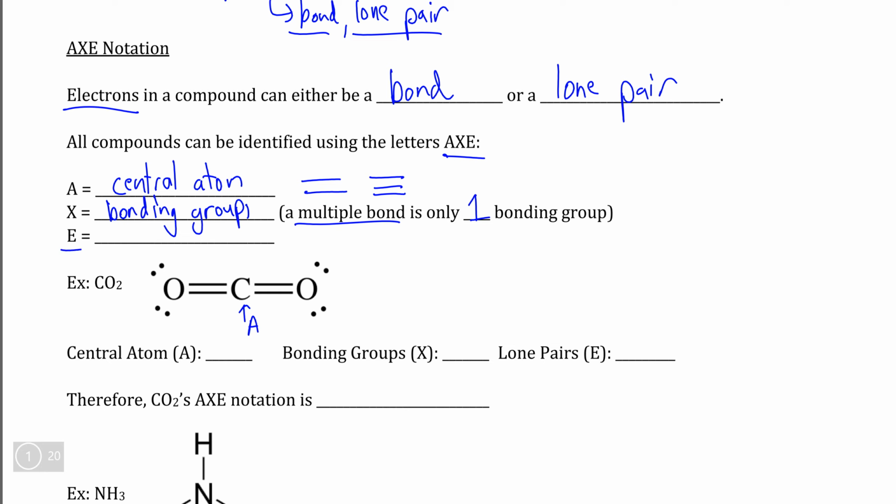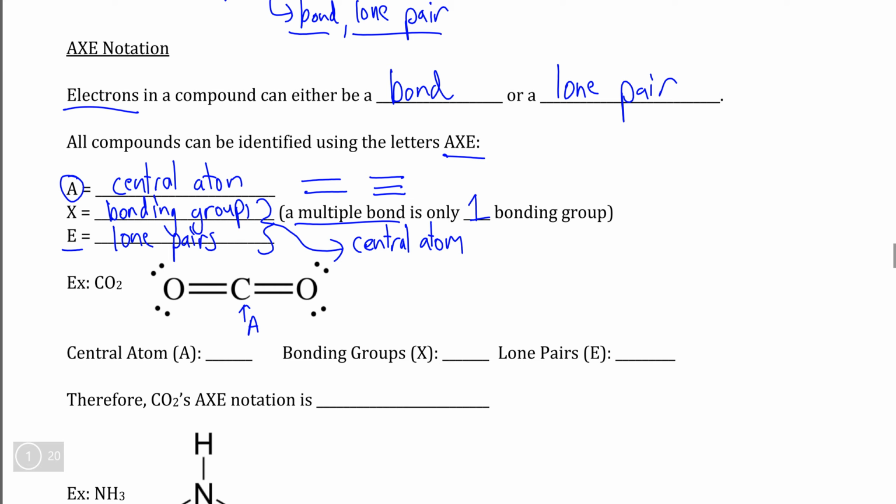E represents the total lone pairs within the structure. Now, it should be noted that X and E are specifically referring to the bonding groups and the lone pairs that belong specifically to the central atom, which is why A is present within this notation system.